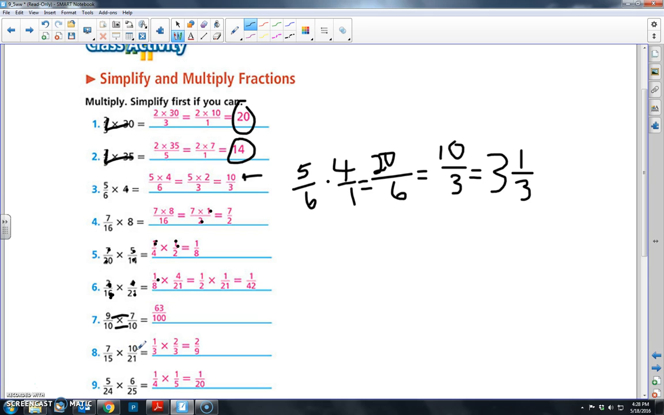Okay. Here, let's simplify. If we don't, we have to take 15 times 21, which is huge. So let's go this way. 7/21 is 1/3. 10/15 is 2/3. Much better. 1 times 2 is 2. 3 times 3 is 9. Again, take some time, practice this.